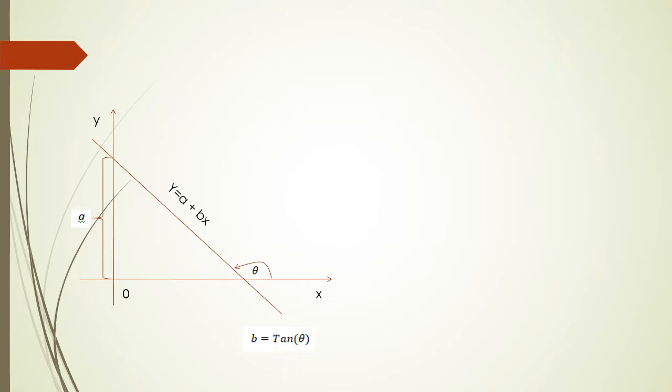Again, in this figure, we can see that the intercept a is positive. But the angle theta is an obtuse angle. Therefore, the slope b equal to tan theta is negative. Alternatively, if we move on the line from the left to the right, we have to go downward. Therefore, the slope is negative. So in this case, we have a positive intercept but a negative slope.